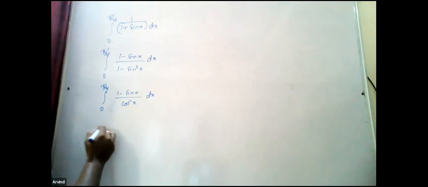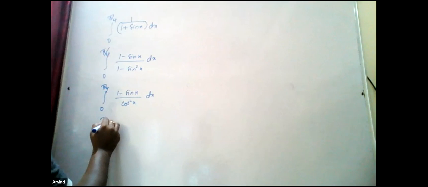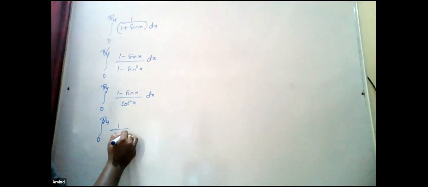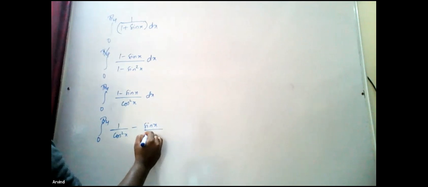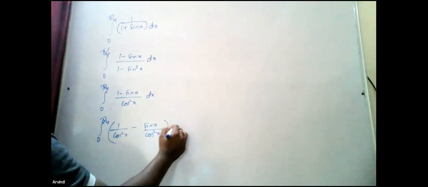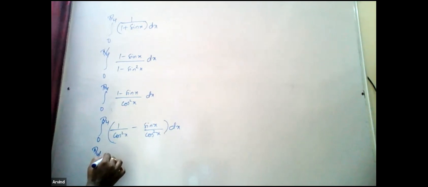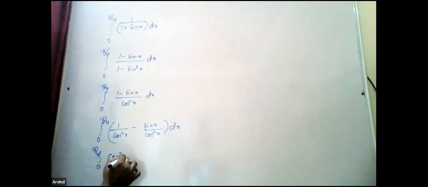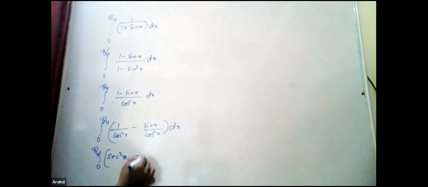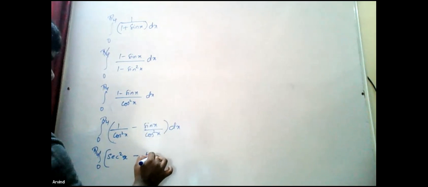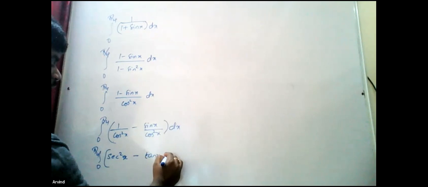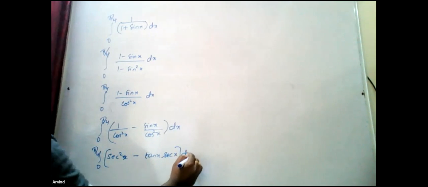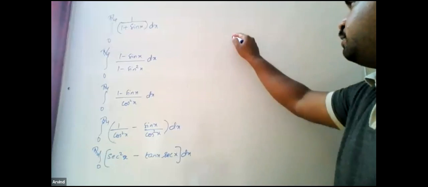Now you can split it. 0 to pi by 4, 1 by cos square x minus sin x by cos square x, into dx. This you can write as 0 to pi by 4, 1 by cos square x is secant square x, minus sin by cos is tan. One more cos is left, which going up becomes secant. Tan x secant x dx. So split it and integrate it.